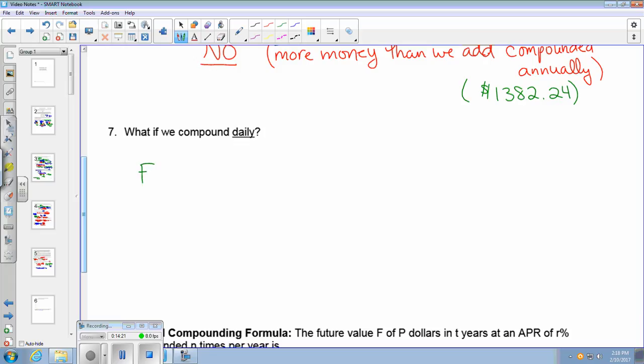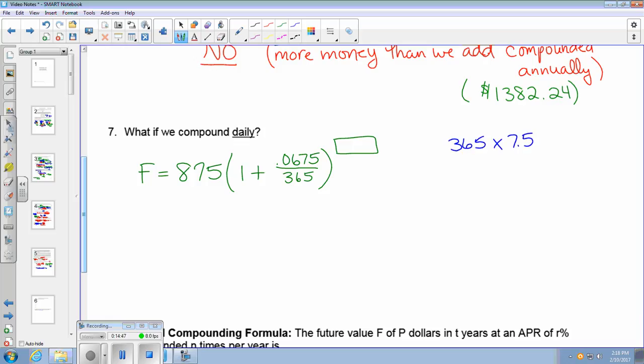Well, if we do it daily, then your interest rate is going to be split into 365 pieces. So we're going to have 875 times 1 plus. Here's that interest rate, split into 365 pieces. So you get a fraction of it each day. And then we've got to figure out how many days there are over that 7.5 year period. So assume there are 365 days per year, times that by 7.5 years. And we're going to get 2,735.5 days.